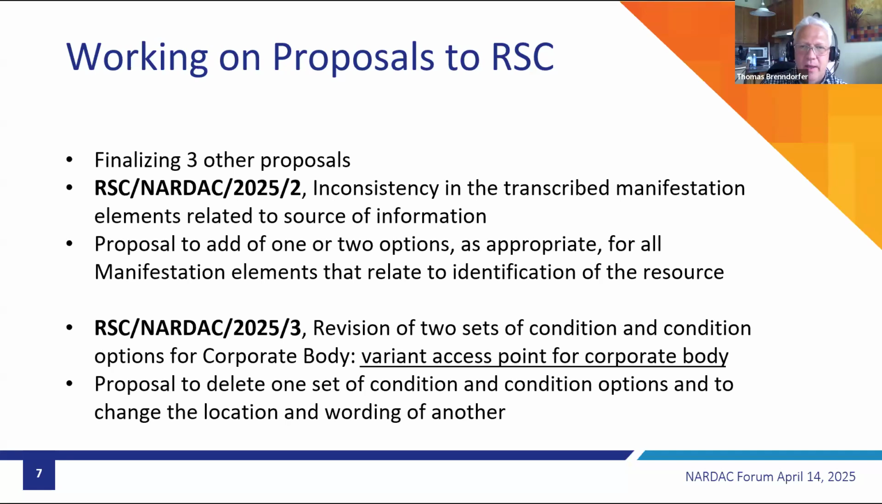It was noted that traditionally, and in the original toolkit, there was an instruction for entering a variant access point for corporate body directly, but it was also clear that the examples were really driving what people were expected to do. So this fix, so to speak, will help clarify that.